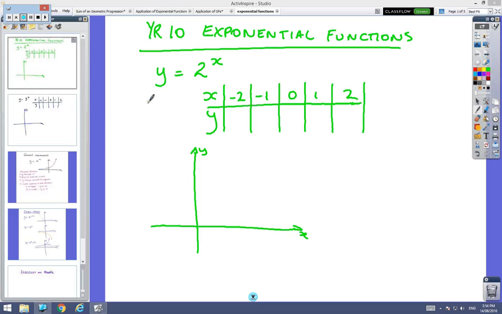Okay, so we're looking at functions that are not straight lines now, and we've got a range of functions that we'll cover over the next few videos. So the first one are called exponential functions, and it really is growth functions.